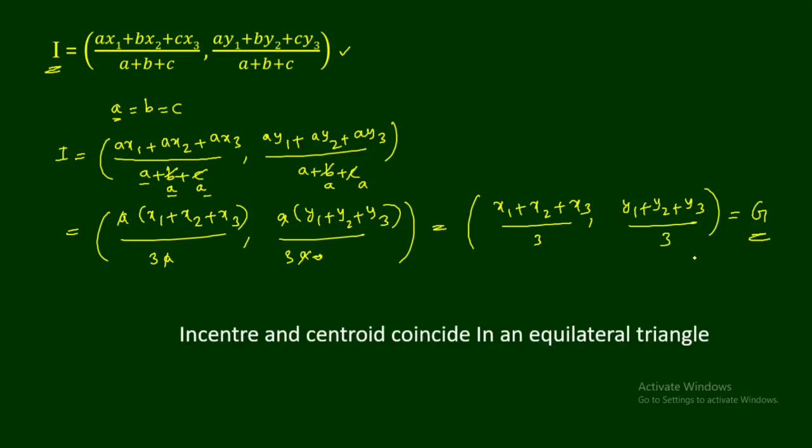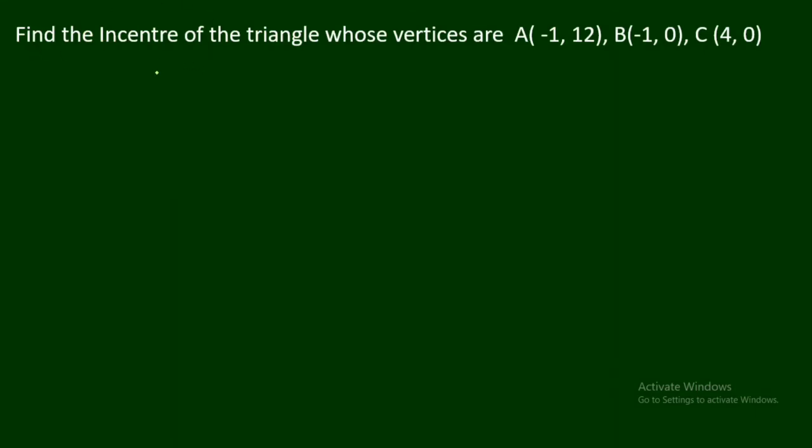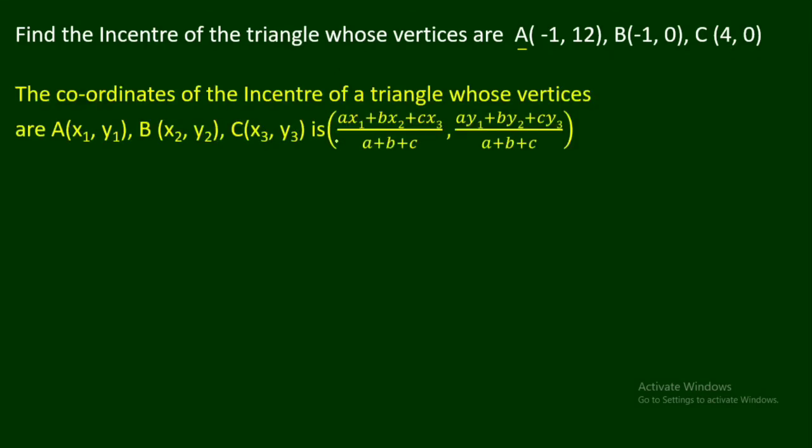Okay, now we will do one problem on this incenter. Find the incenter of the triangle whose vertices are A (minus 1, 12), B (minus 1, 0), and C (4, 0). So what is the formula? This is the formula we have just derived, that is (a x1 plus b x2 plus c x3) by (a plus b plus c), (a y1 plus b y2 plus c y3) by (a plus b plus c). We know that these are the vertices (x1, y1), (x2, y2), (x3, y3). Now we have to find the values of small a, b and c.